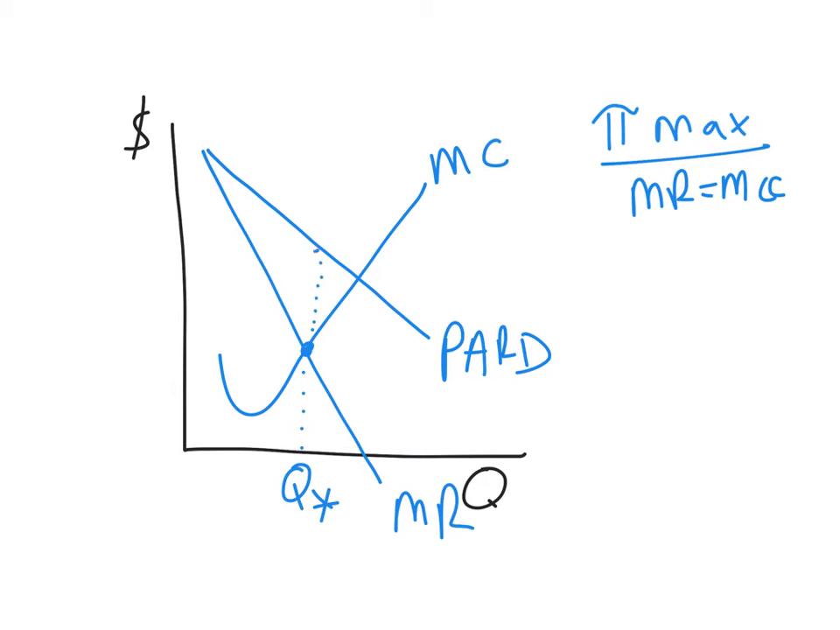Then if I go up, because the price doesn't simply just get dragged across, I have to go to my price curve at that quantity in order to find out that this is the price the monopolist would charge.